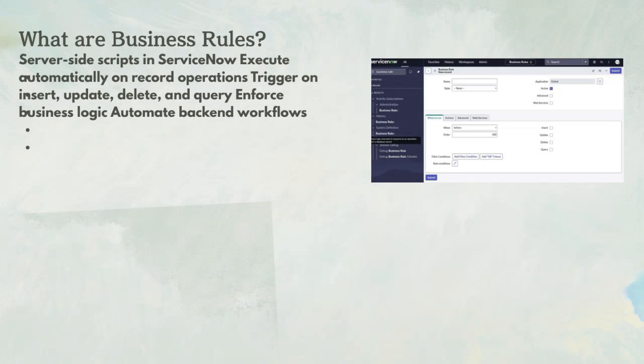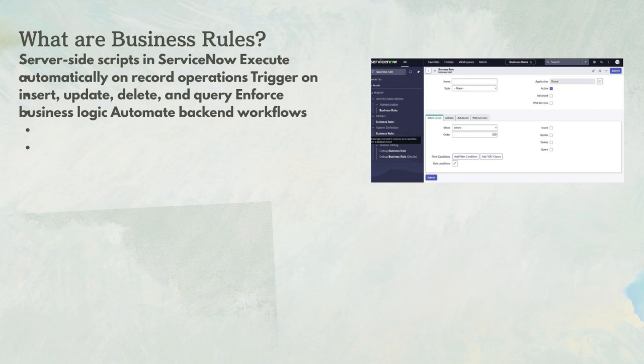So let's talk about what business rules are. Essentially, they are server-side scripts in ServiceNow that run automatically during record operations. This means they can trigger whenever a record is inserted, updated, deleted, or even queried. The key thing to remember is that these rules help us enforce business logic directly on the server, ensuring that the data stays consistent and compliant with our processes.